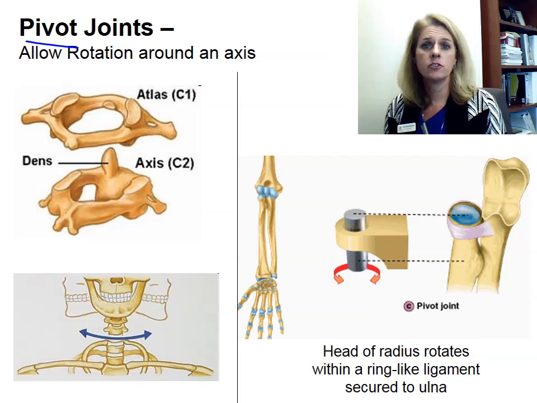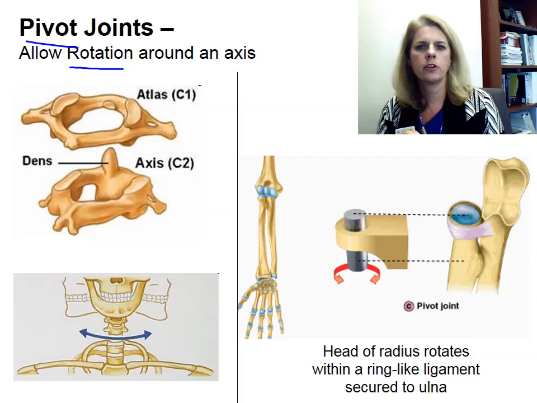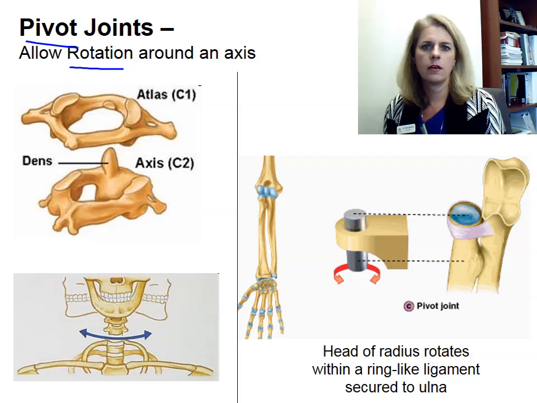Okay, now we have pivot joints, and pivot joints allow rotation around an axis. So the first one would be your C1 and C2, your top cervical vertebrae. The C1 fits on top of the dens of the C2 and allows you to make the no movement, or rotate, or pivot. Do you remember how to make the yes movement? Which joint is that? That's the occipital condyles of the occipital bone articulating with the superior surface of the atlas. So this allows you to say yes. The pivot, the rotation, is C1 and C2, allowing you to say no.